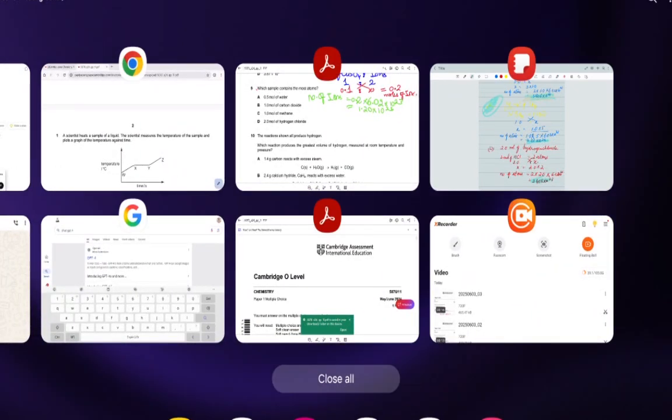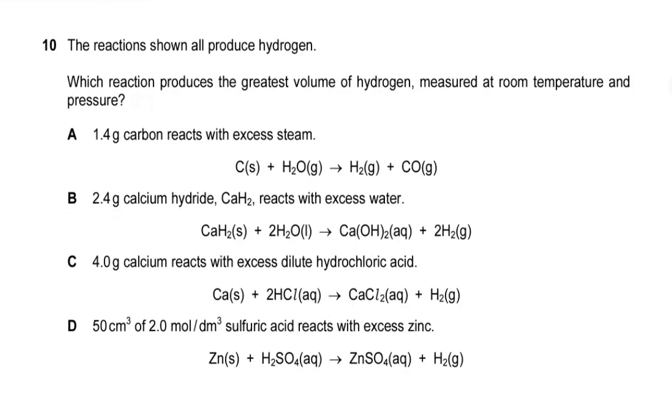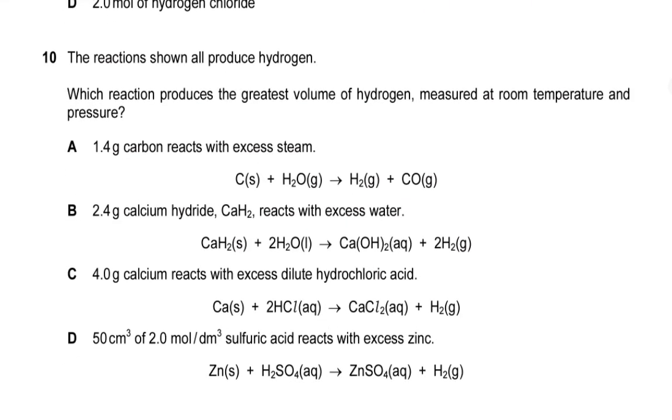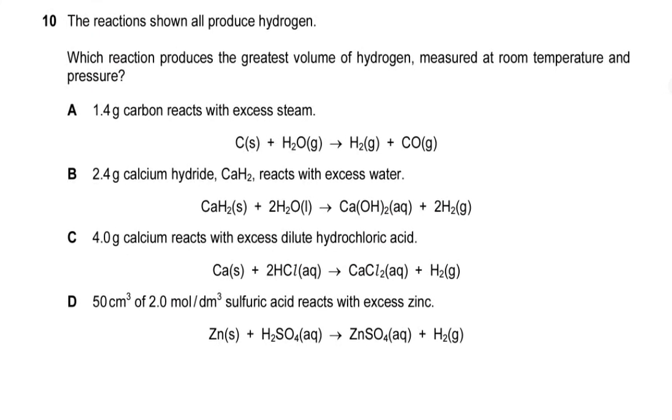Okay, let's move toward the paper. Question number 10. The reactions shown all produce hydrogen. Which reaction produces the greatest volume of hydrogen? Okay, so for this we have to complete all of these steps, measured at room temperature and pressure. A little bit lengthy question, but we have to solve step by step.